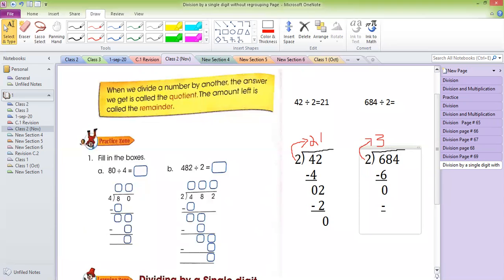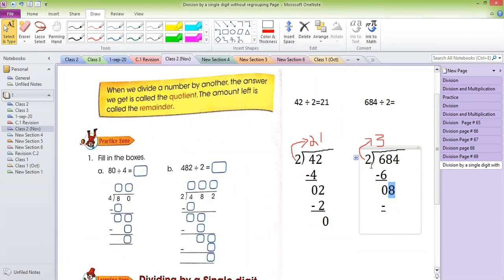The next step is to subtract. Write 6 exactly under the 6 and subtract it. 6 minus 6 equals 0. Now you have 2 digits left, 8 and 4. One by one you will drop them down. First you will write 8 here, and you will check 8 and again follow the same steps.